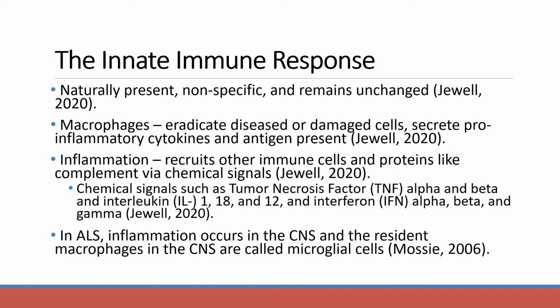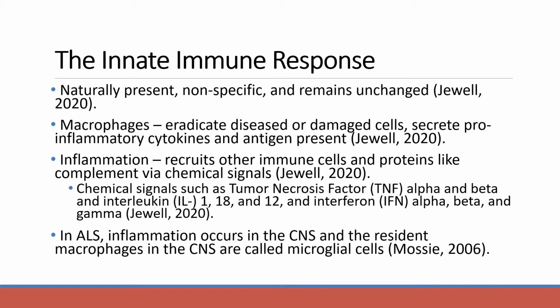Inflammation occurs so that there can be a recruitment of other immune cells and proteins like complement to come to a specific area, the area of infection or issue. The inflammation, as we see with redness and swelling, helps so that we can get a flood of cells and blood running to that area. The recruitment comes via chemical signals, and I just wanted to mention a few of those. Tumor necrosis factor, interleukin, and interferon are all chemical signals used during these immune response cascades or pathways.